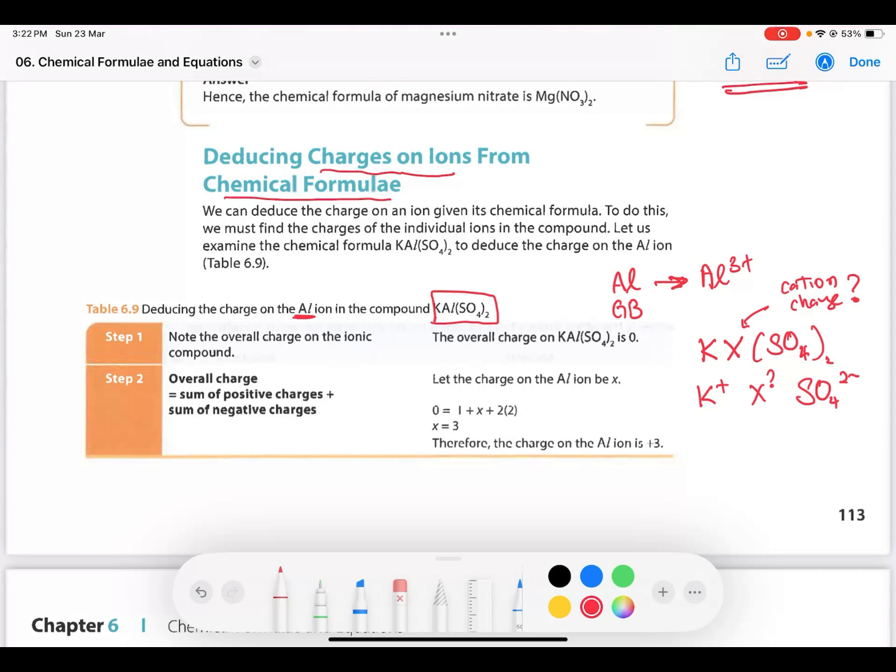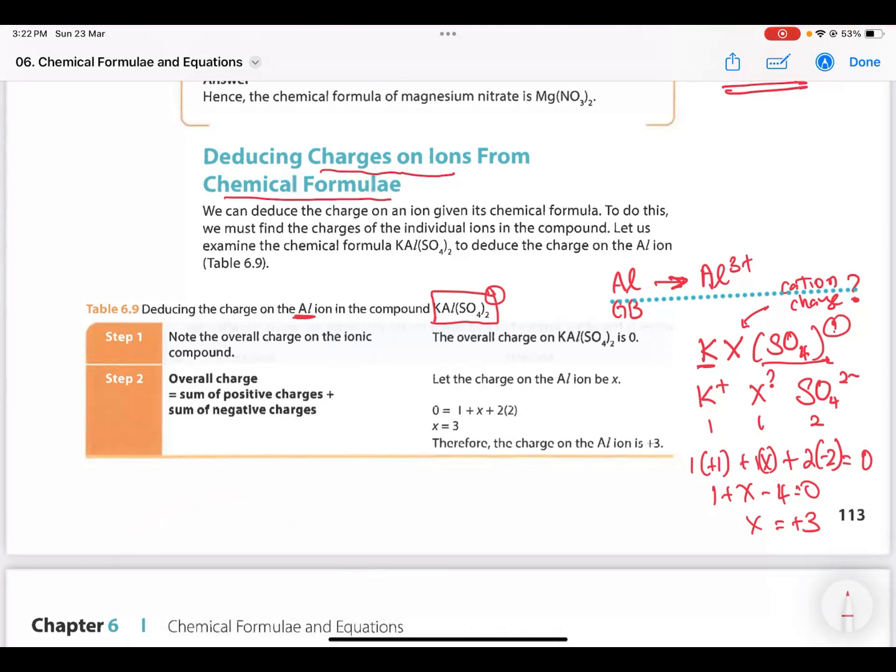Now because this is an ionic compound, because I have a cation and an anion, I know the overall charge is 0. All the charges, when they add up, must give me 0. So I have 1 K, 1 X, and 2 SO4, each 2-. So 1 times +1, plus the charge of X, plus 2 times -2, must give me the overall charge, which is 0, as shown in the top corner. So 1 + x - 4 = 0, and x equals +3. This is how you go about deducing the charge of the ion.